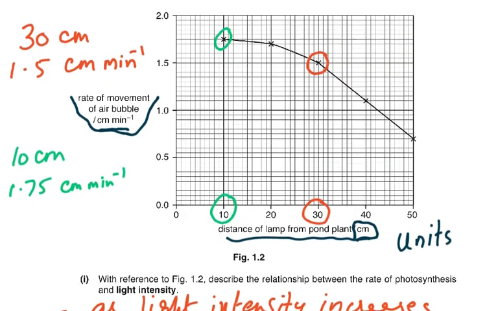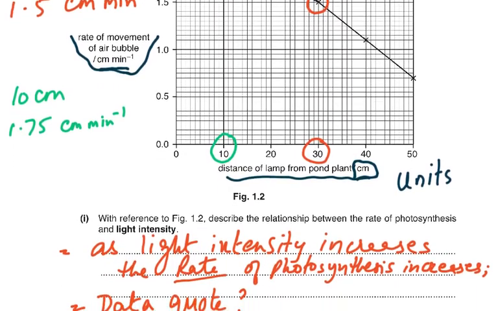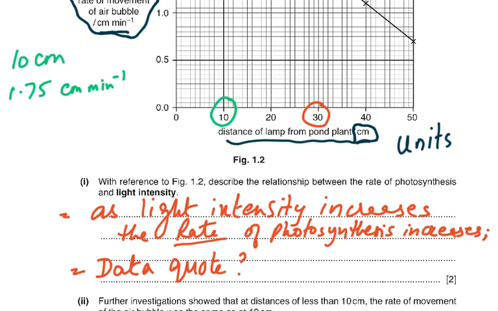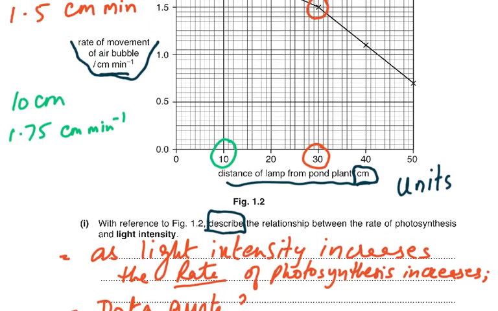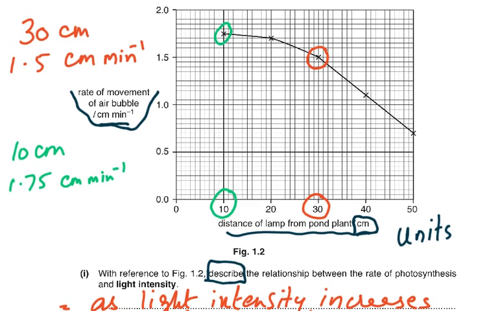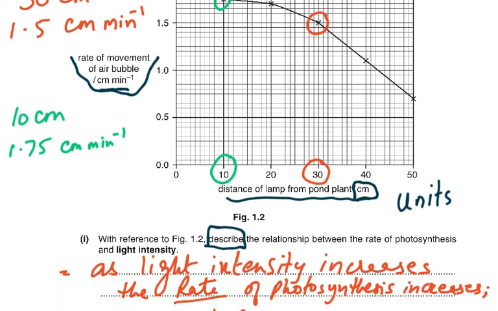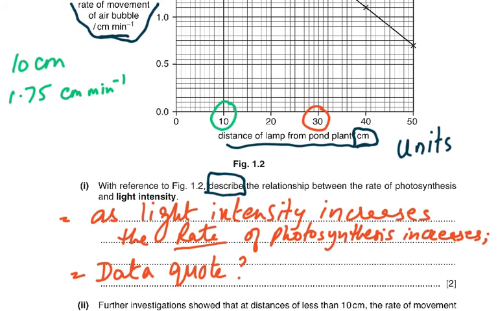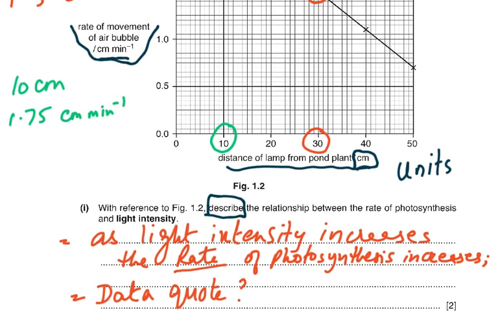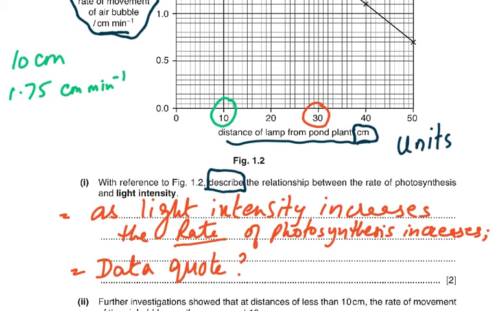Now, as we proceed in the further question, it says with reference to figure 1.2, describe. Now, I've told you this many times, describe is no biology. You have to just describe it. So you can see the description is very obvious. What is happening when we are increasing? So as light intensity increases, the rate of photosynthesis increases. And then you do a data quote.